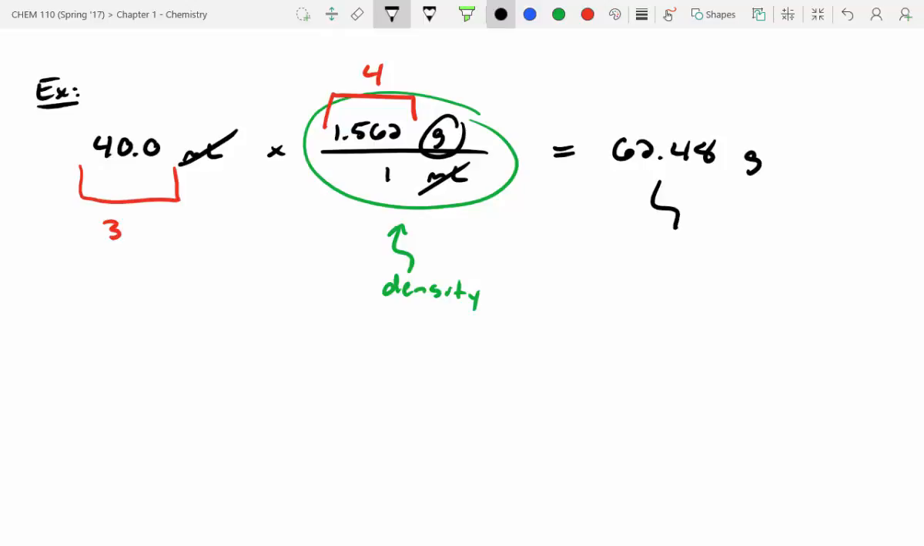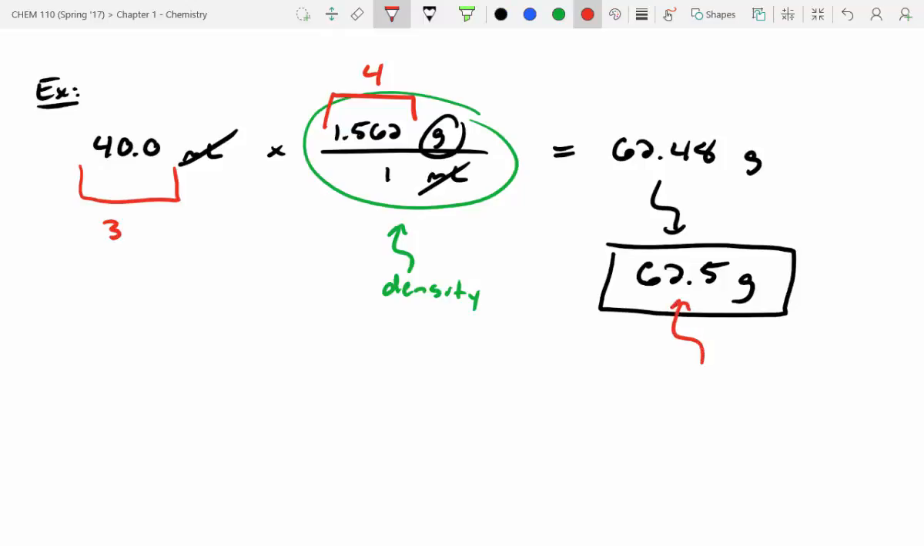Okay? However, our 62.48 doesn't follow our sig fig rules, so it should be what? Yeah, 62.5 grams. We want to round up because that 8 is greater than 5. So this must have 3 sig figs. Oftentimes, I do this exact strategy when I'm doing math in the lab. I box my correct answer, but I will show the number from the calculator too, just so that the reader can see it. All right.